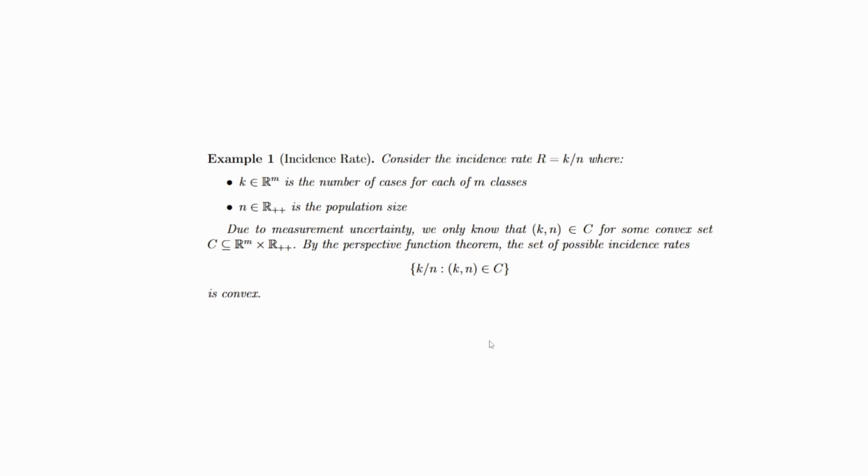Notice the similarity with the perspective function. But because you're working with real data, you don't really know the exact vector K or the value N, but you do have some bounds for them. So this defines a set C of possible pairs of K and N. Thus, C is a convex set. Now, when you apply the perspective function to C, you get exactly your infection rate, which is K over N. And based on the theory above, you know that this set is also convex.